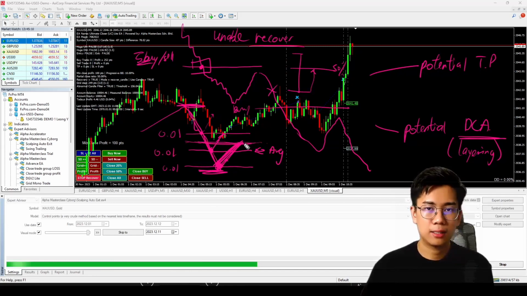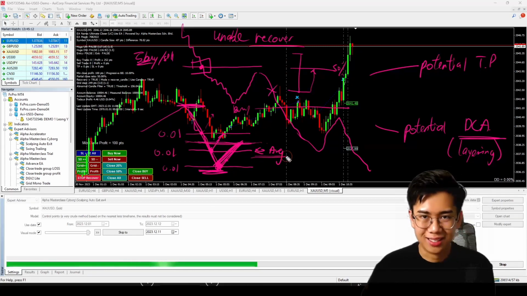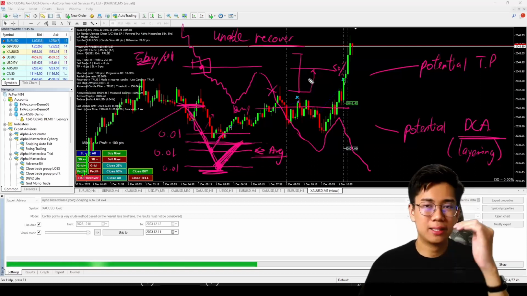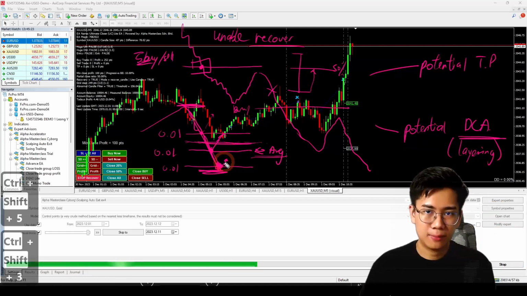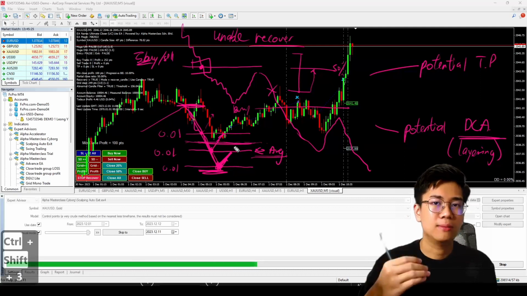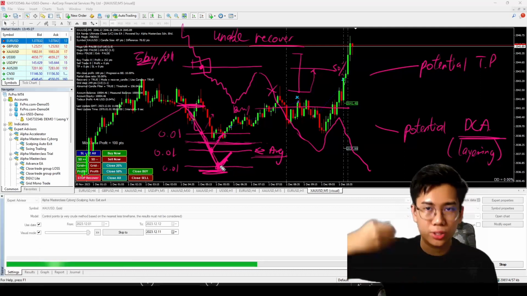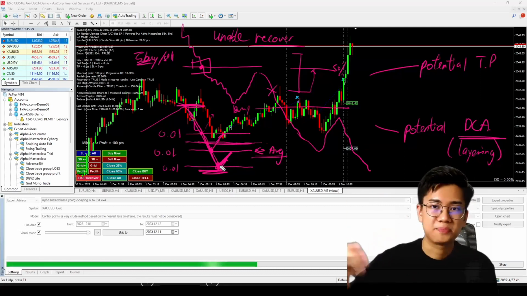Then at least your average is here, guys. Your average is at least here. So at least you are at break even. Even though maybe due to some other trading costs, it does not reach the top there and ends up reaching only here, you are already at break even. At least you can exit out first and see later.